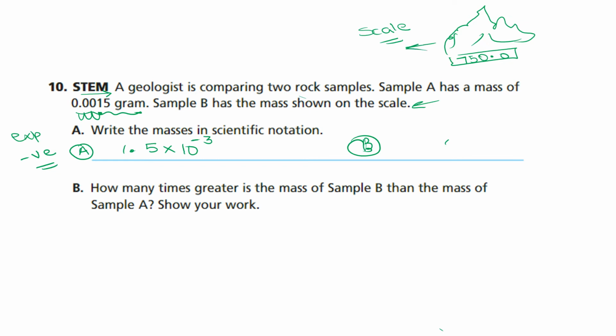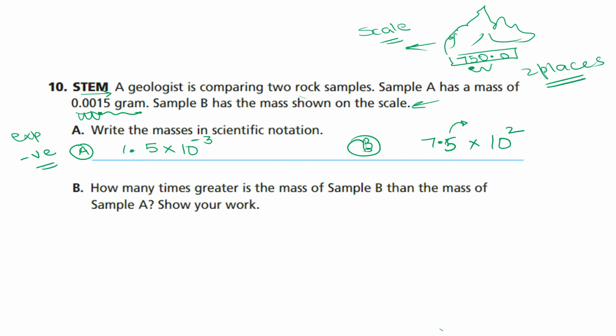Okay, so after the first digit, we have to put the decimal, which means we are moving 2 places. So it will be 7.5. Now, after the 5, we don't write 0 in the end. Into 10 to the power of 2. Why positive 2? Because we are moving to the left side.